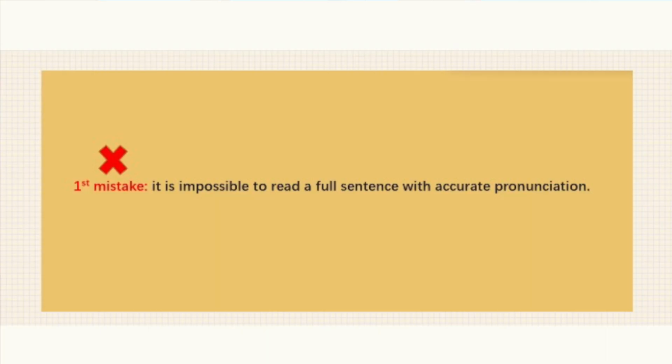Alright, now I believe you guys know what Chinese pronunciation is. We call it Pinyin, and it is made of initials, finals, and tone, right? The thing is, after students know what Pinyin is, they start to give themselves some unnecessary pressure. I call it mistakes. So now let us see the first mistake. The first mistake is students think it's impossible to read a full sentence with accurate pronunciation.